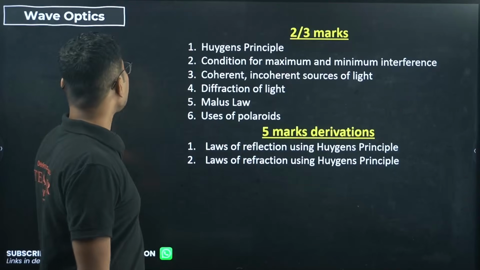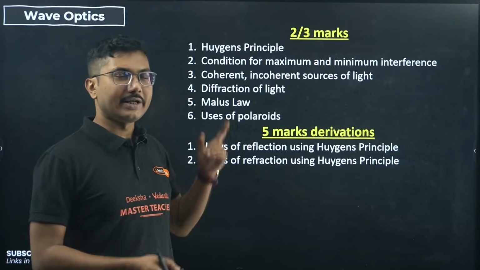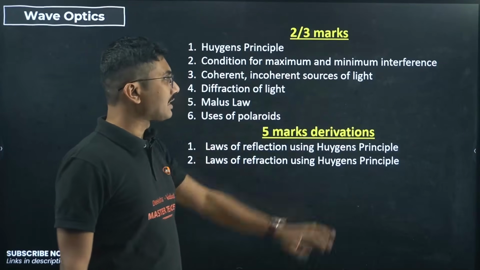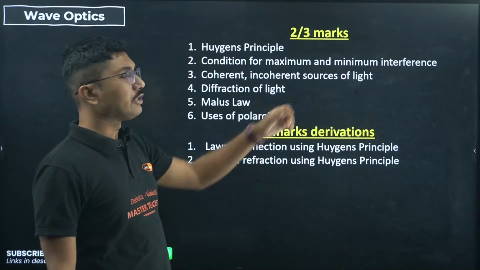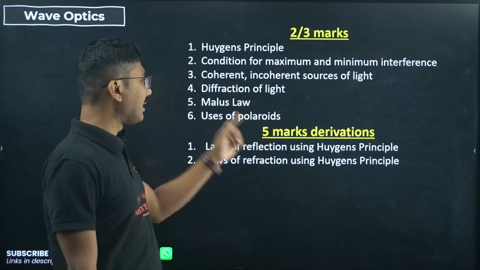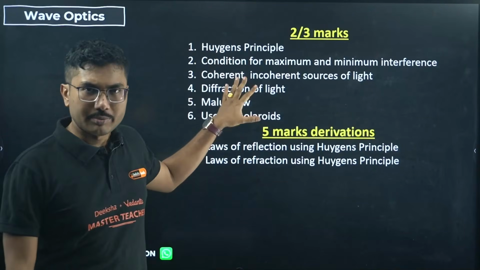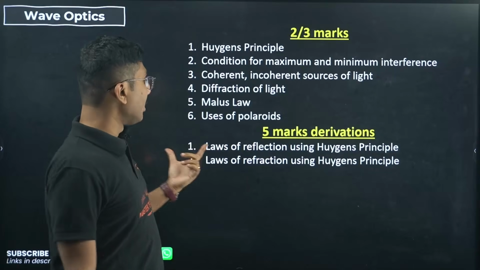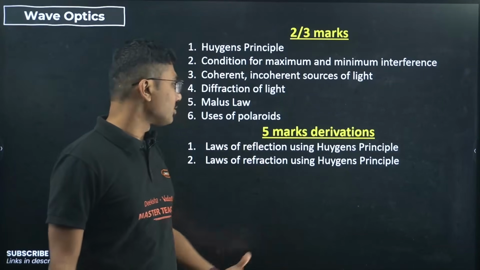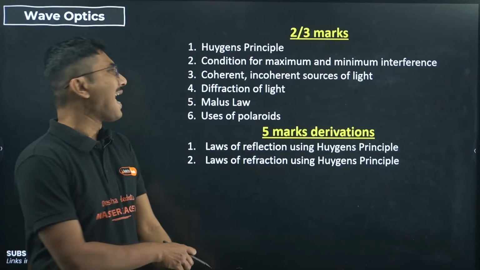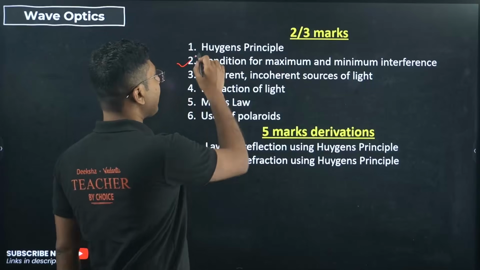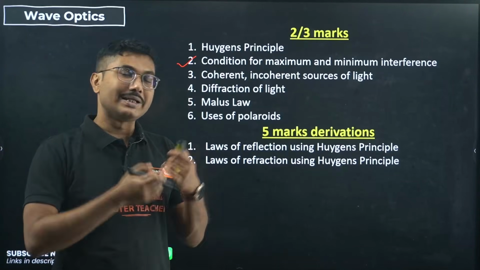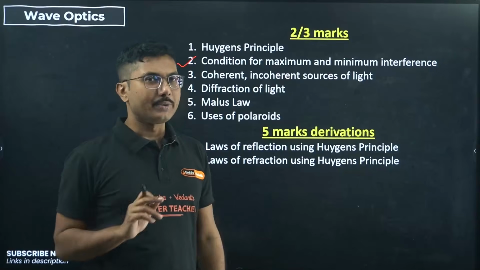Now, wave optics. From this chapter I am expecting a derivation, not a numerical. So Huygens principle, conditions for maximum and minimum, coherent and incoherent sources of light, diffraction of light, Malus law, uses of Polaroids, these are all important and might come in your exam. Next, in the derivation, laws of reflection and laws of diffraction using Huygens principle, and sometimes condition for maximum and minimum. They might ask you for two waves interfering at a point, so that might also be asked.